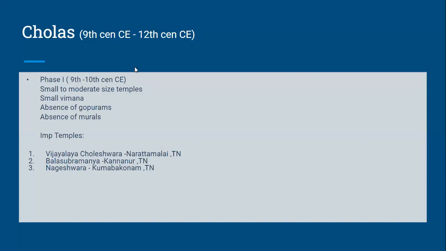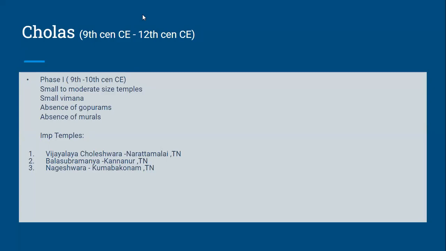The second phase is the phase under the Cholas. Okay, so again, very important, and there has already been a question in mains on Chola temple architecture. So we need to prepare this, because you know that from medieval history we have questions coming only on art and culture. So we need to prepare such questions.